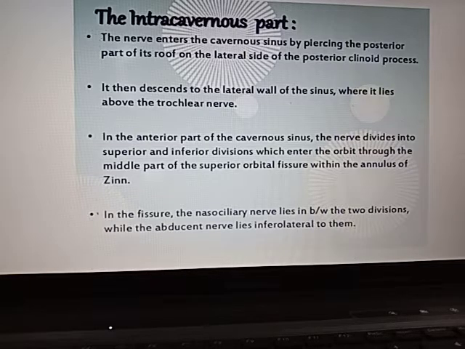It then descends to the lateral wall of the sinus, where it lies above the trochlear nerve. In the anterior part of the cavernous sinus, the nerve divides into superior and inferior divisions, which enter the orbit through the medial part of the superior orbital fissure within the annulus of Zinn. In the fissure, the nasociliary nerve lies in between the two divisions, while the abducens nerve lies inferolateral to them.